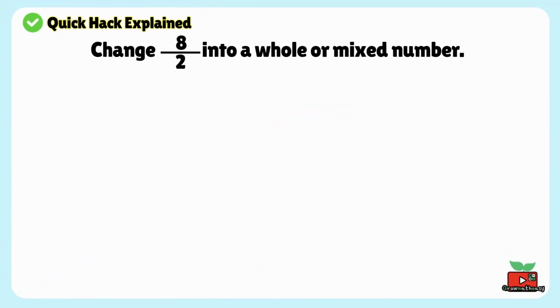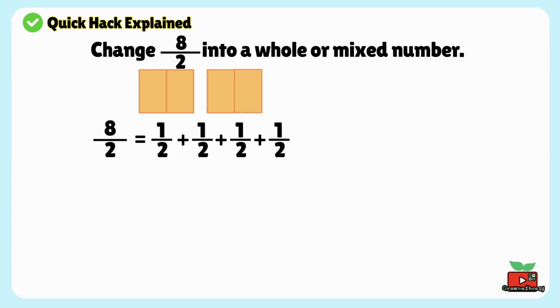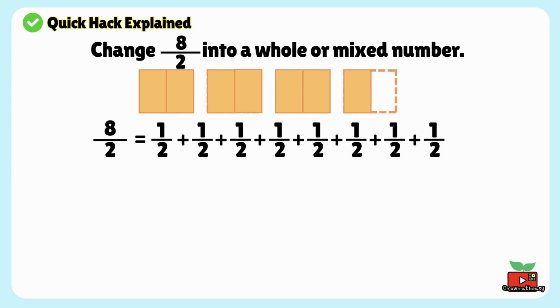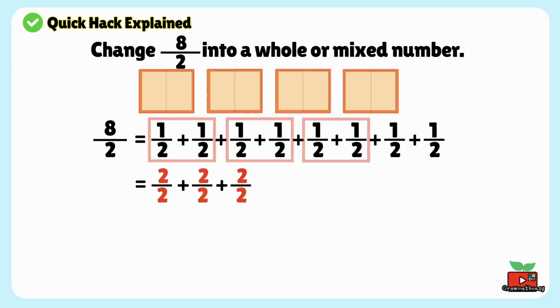Here's another example. Change 8 halves into a whole or mixed number. 8 over 2 means 8 halves, so we can write it as 1/2 plus 1/2 plus 1/2 plus 1/2 plus 1/2 plus 1/2 plus 1/2 plus 1/2. This can be grouped as 2 halves plus 2 halves plus 2 halves plus 2 halves. And we know 2 halves make one whole, so that can be 1 plus 1 plus 1 plus 1. Therefore, 8 halves equal 4.